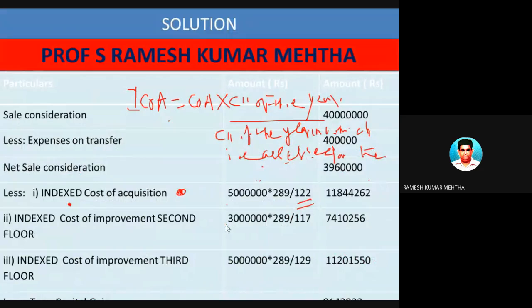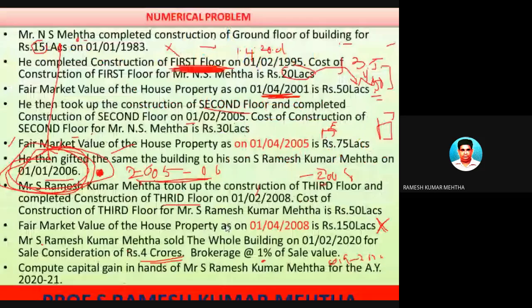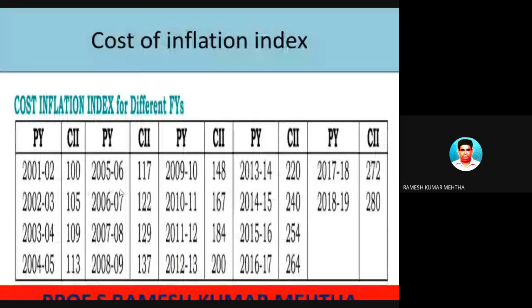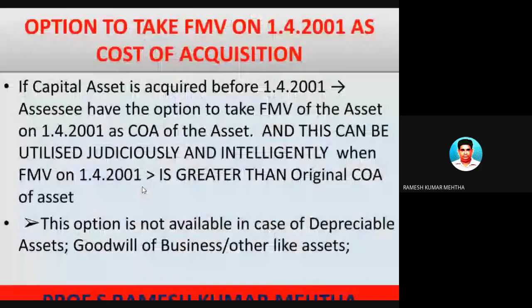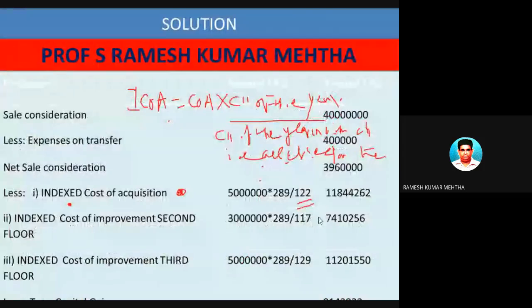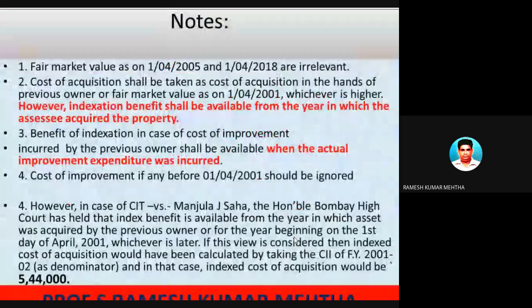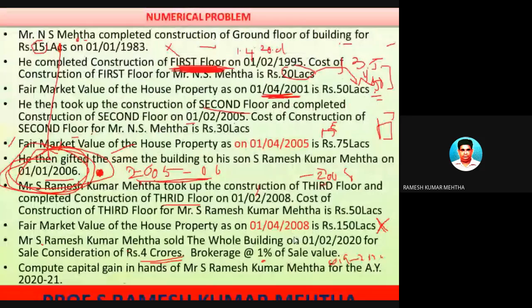So I'm showing you the inflation index. For 2006-2007 it is 122, and for 2005-2006 it is 117. So I hope I have taken 117 only. Just a moment. Index cost of acquisition. So the first time in which it was acquired is 2005-2006.